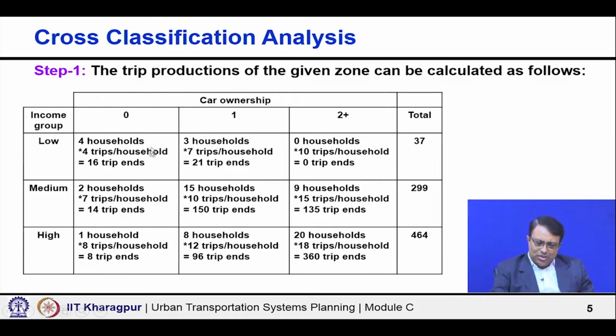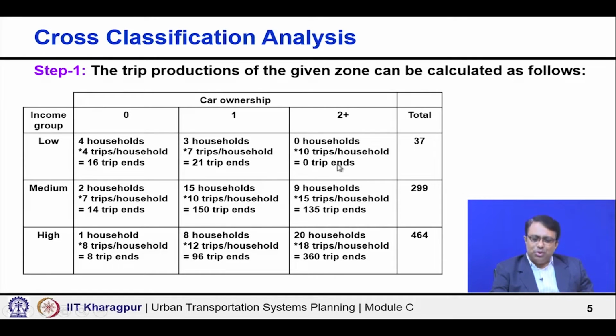So, using these 2, we go back here. Let us say the first category: there are 4 households, and as per those trip rate curves, low income with no car ownership make 4 trips per household. So, total how many? 4 into 4. Similarly, low income and 1 car, we have 3 households in that category, and from the curves we find that the applicable trip rate is 7 trips per household. So, how many trips? 3 into 7, 21.